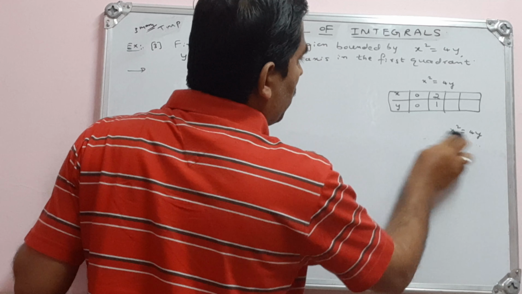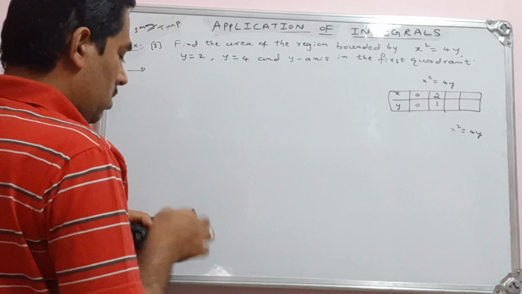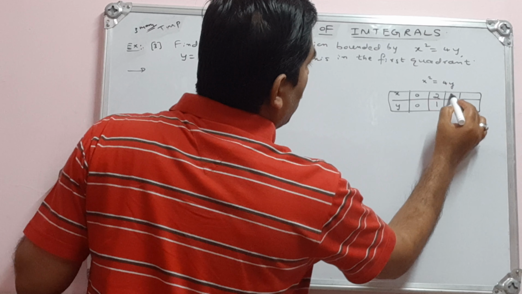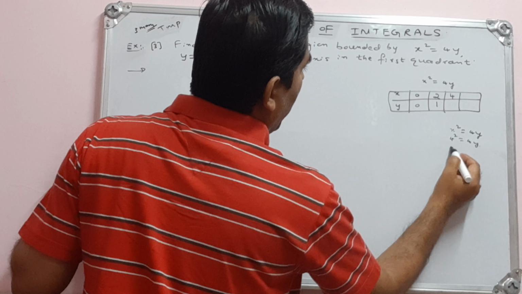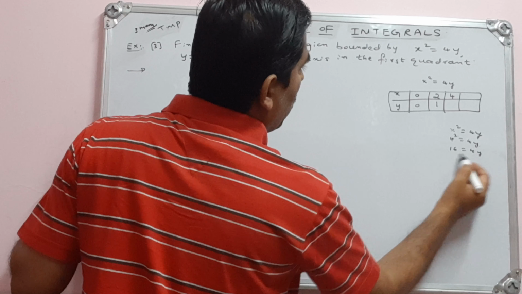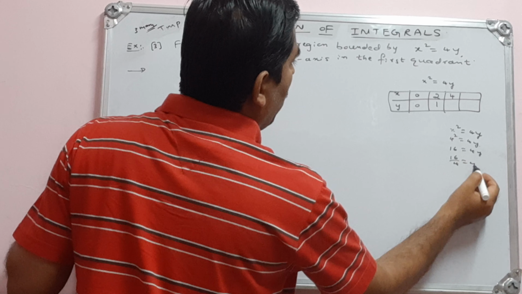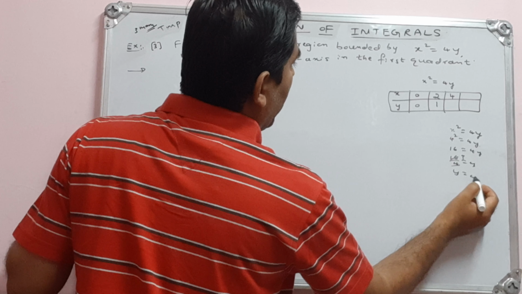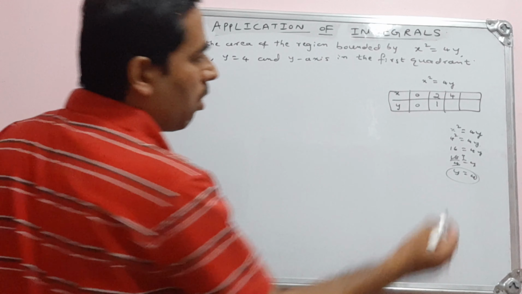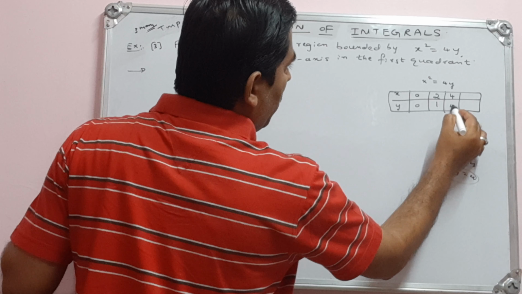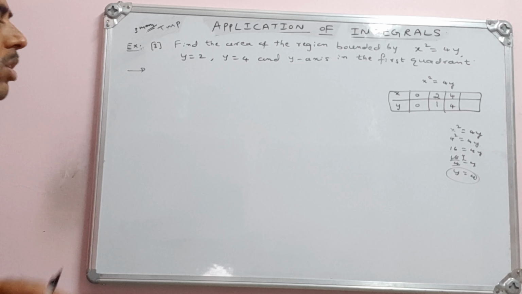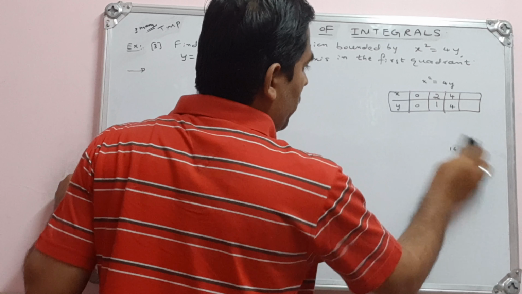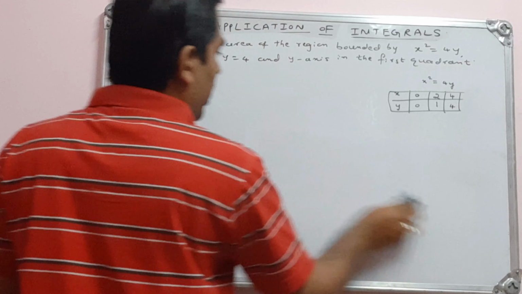Next, let us give x is equal to, say, 4. So if x is equal to 4, then 4 square is equal to 4y. So 16 is equal to 4y, that is 16 by 4. It cancels, and I get y is equal to 4. So the points are 0, 0; 2, 1; and 4, 4. These values are enough to draw a rough sketch of that curve.